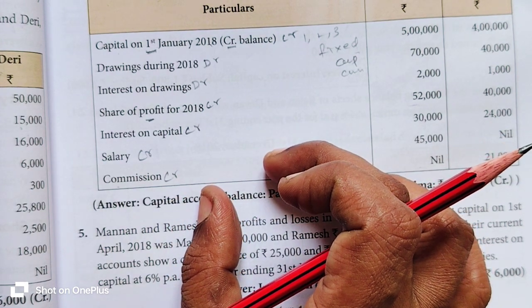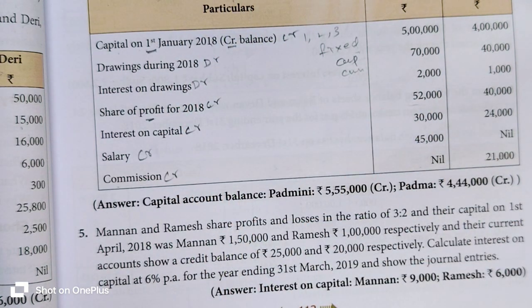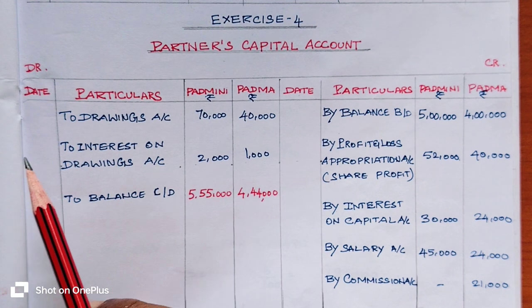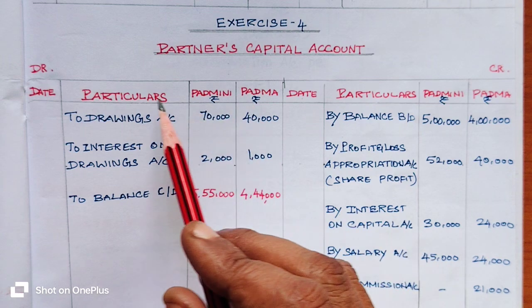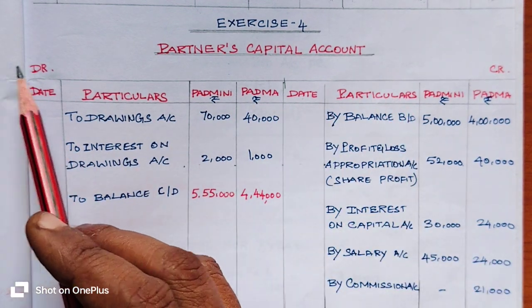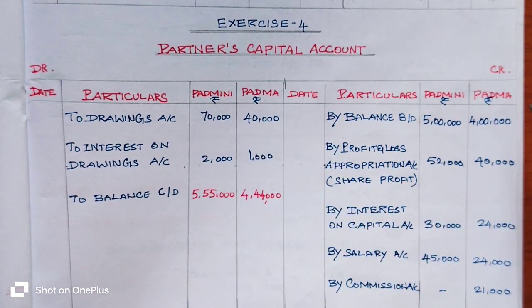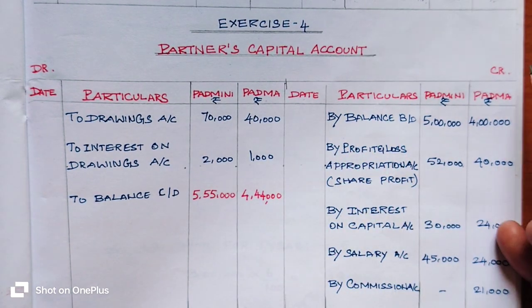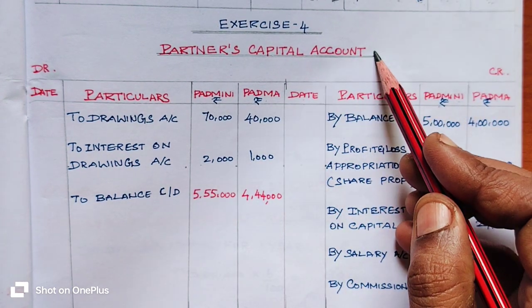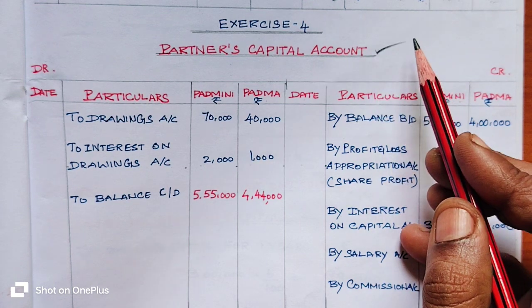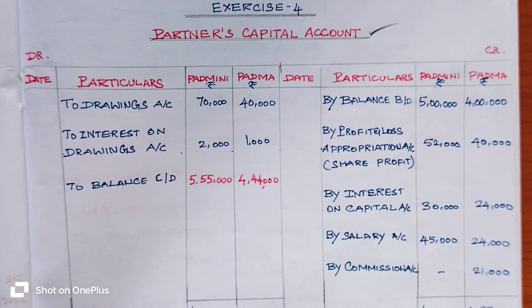Let's go and prepare the partners' capital account, that means the fluctuating capital account. You know the format very well. It's like a ledger account. The column is divided into two sides. On the debit side, the left-hand side: date, particulars, and the respective partners' names, Batmini and Batma. And on the right-hand side, the credit side: date, particulars, and the respective partners' names entered. You should write the heading, that is, partners' capital account, under fluctuating capital account.